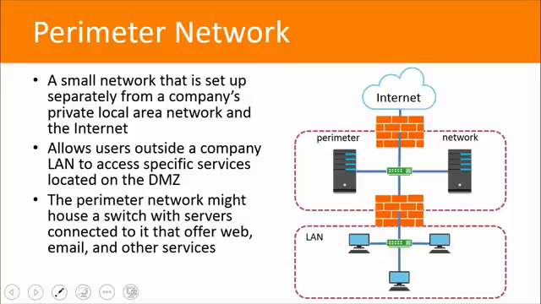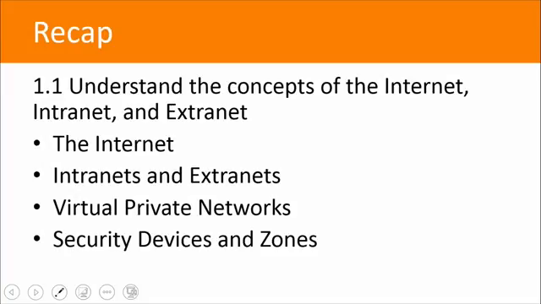All right. And just to quickly recap what a perimeter network is, I know that we already discussed this in a previous module, but a perimeter network, once again, is just a small network that's set up separately from a private local area network and the internet. It sort of sits in between a local area network and the internet, more specifically. And this allows users outside a company to access specific services located in the demilitarized zone. They might house a switch with servers that offer web, email, and other services. So just a couple of things to keep in mind there. But this is also a great way to secure your data while also maintaining and providing access to others to important services.